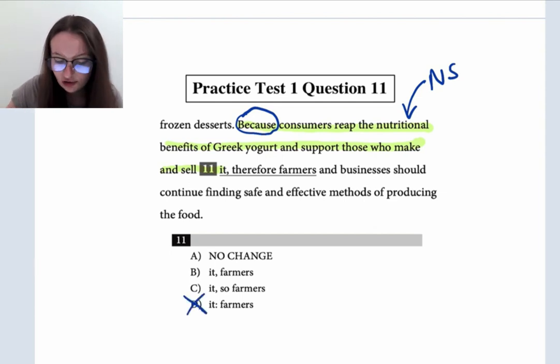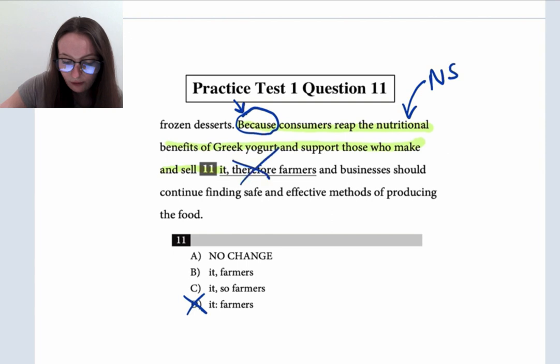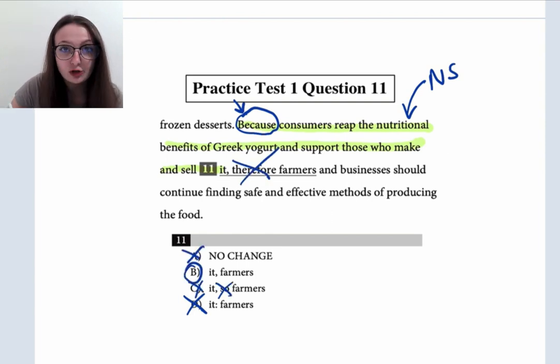And while we're here, let's just do the question anyways. It already says because, which is a cause and effect word. So we don't need to say therefore, and we don't need to say so. So the only choice remaining then would be choice B.